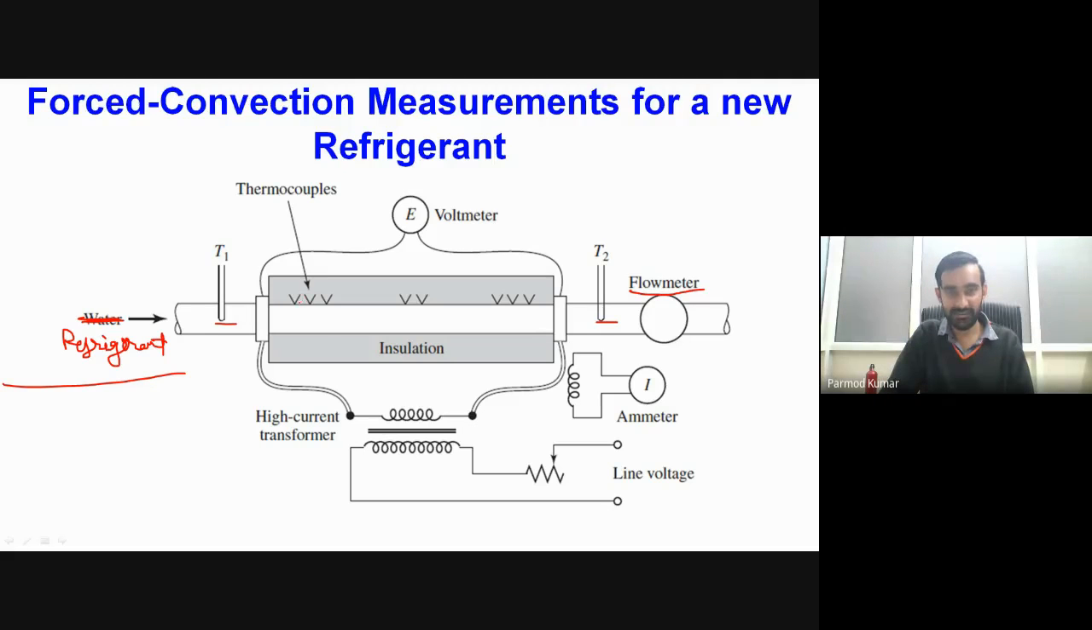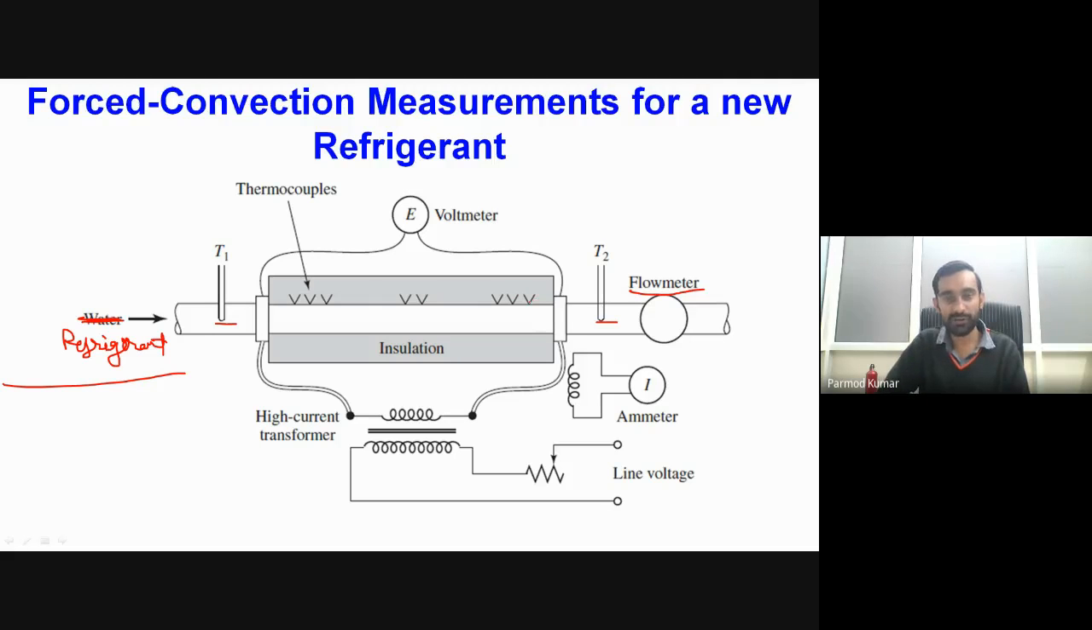Then, to whatever tube we are considering, we will be supplying some current and voltage. So we will have an ammeter and voltmeter for obtaining the voltage and current we are supplying to this particular tube. And then we will have a series of thermocouples mounted on the surface of the tube in order to determine its wall temperature.